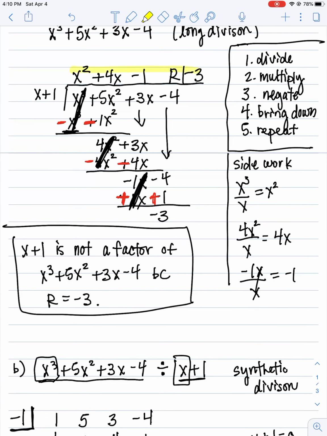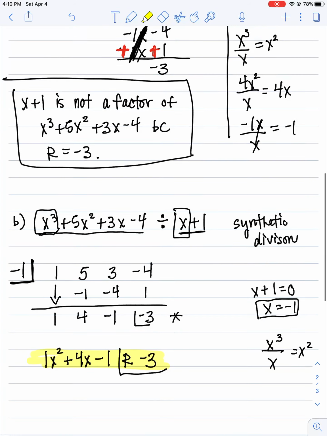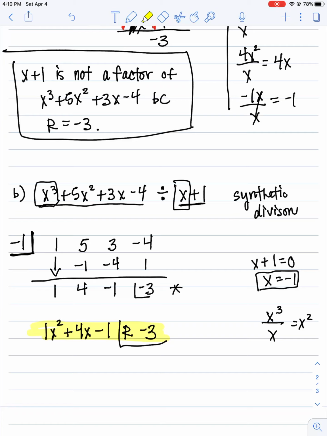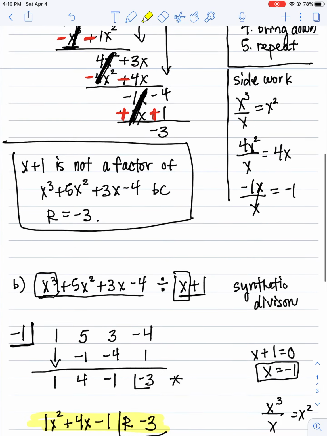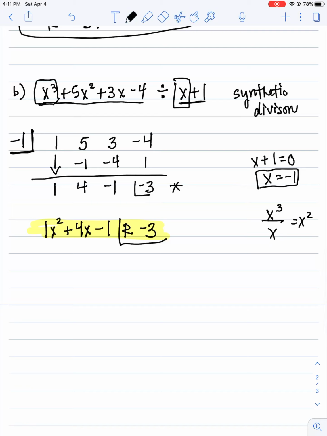And so if you take a look back up here, the exact answer I got was x squared plus 4x minus 1 with a remainder of negative 3. Okay, this to me, part B, is way simpler than part A, but I need you to understand how to do the process of synthetic division. So if you read over the examples and then watch this example as well, you probably have synthetic division down pretty good. So again, it's not a factor because we did not get a remainder of 0. Okay, so that is an example of polynomial long division and polynomial synthetic division.